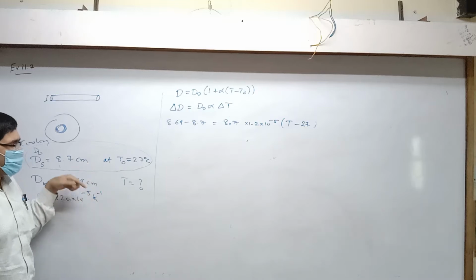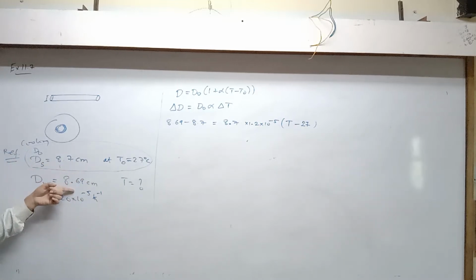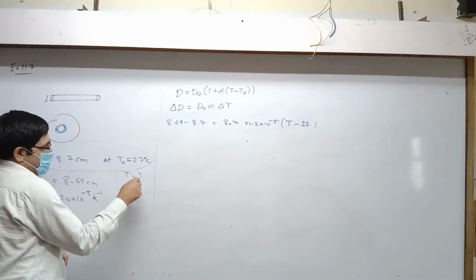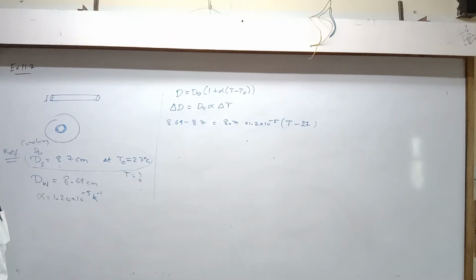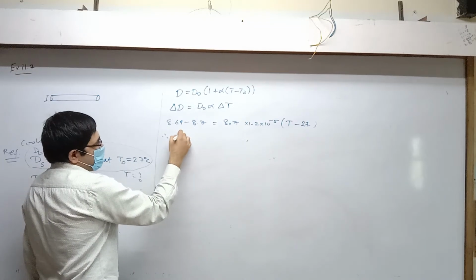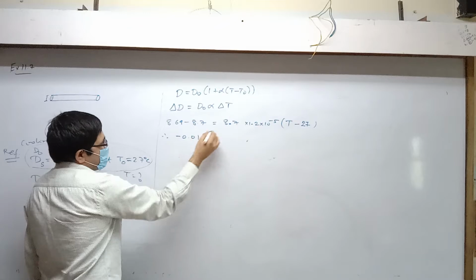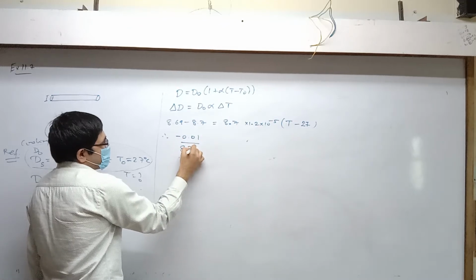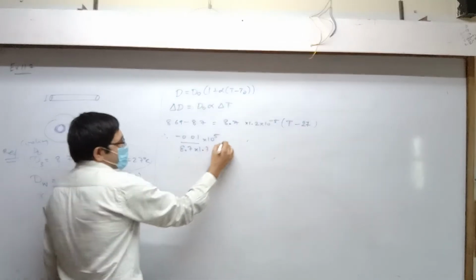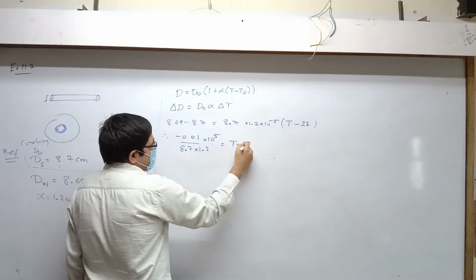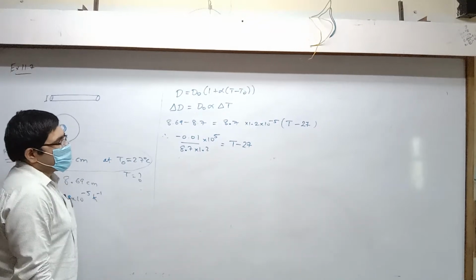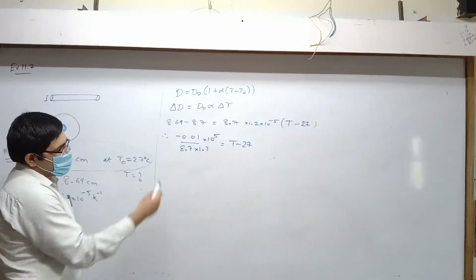Same with temperature: final minus initial. So this is final, right? So that's what you have to do. So this will be happening at that temperature. So what do we have here? Minus 0.01 divided by 8.7 and then 1.2 into 10 raised to minus 5. So this is equal to T minus 27 degrees. So 10 raised to 3, 1000 divided by this also.